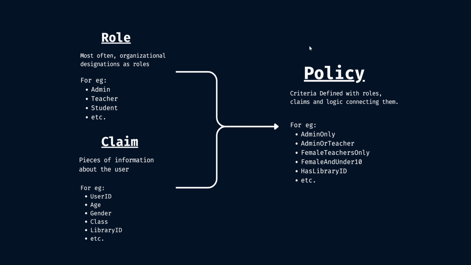And finally, we should be familiar with the term policy. You could think of them as criteria defined with role and claim, and when we want to combine roles and claims, there will be a logic in between them to connect each other. For example, admin only means only the user with the admin role can access the particular web API method. Then we have admin or teacher, female teachers only. All of these policies will be defined and corresponding web API methods will also be created in the rest of this video. So without further ado, let's get into it.